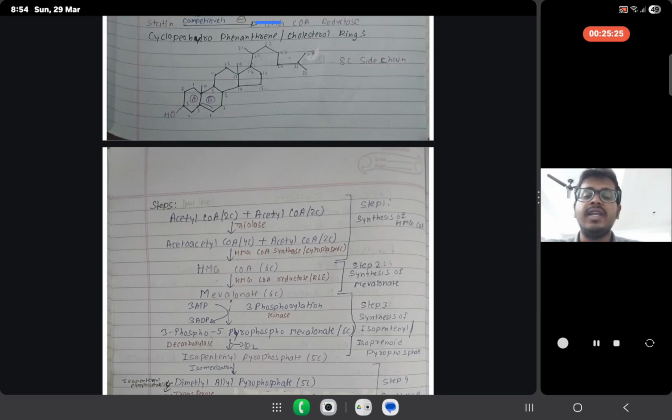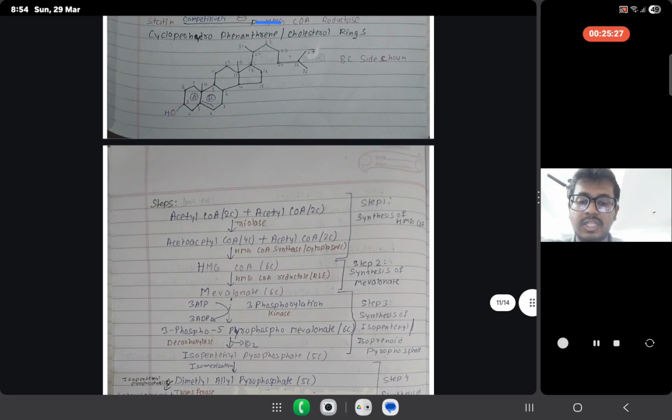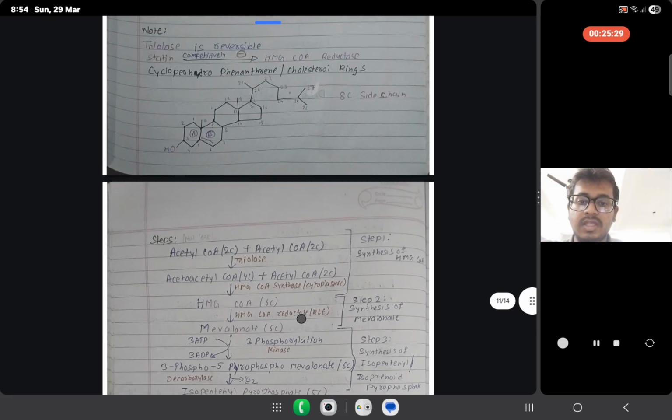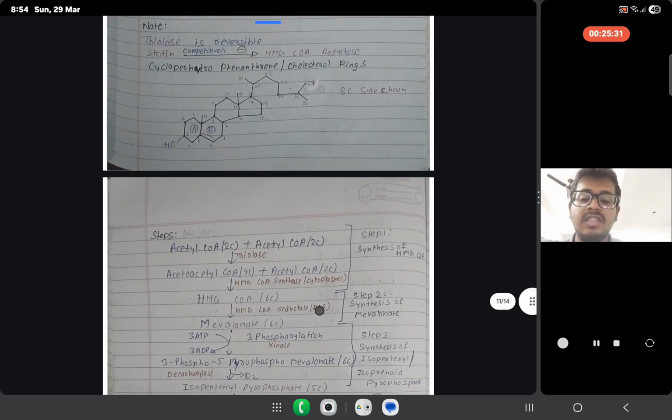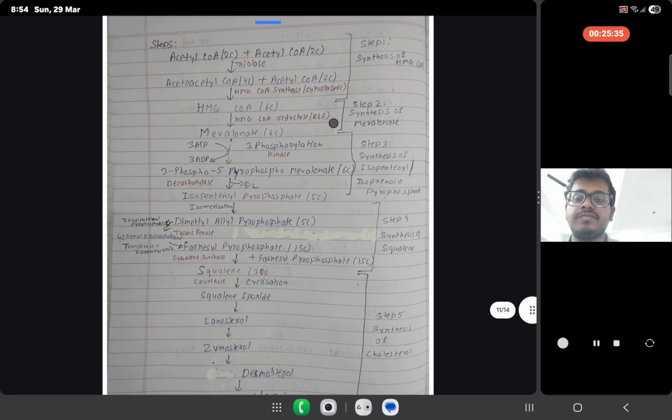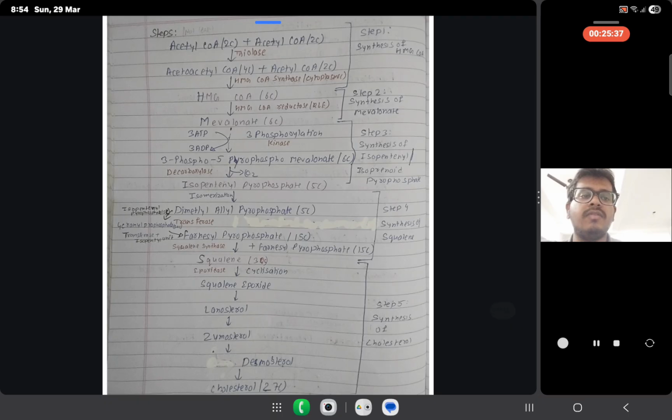By competitively inhibiting HMG coenzyme A reductase, there is no formation of cholesterol. So this was the clinical point of how statins work.